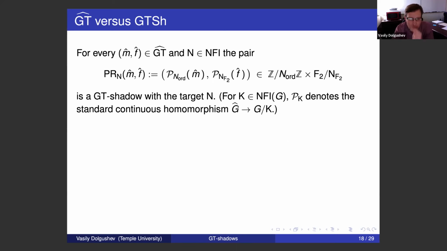In order to understand the details, you need to be fluent with profinite completions, but GT hat is basically built out of finite quotients like this. Therefore, you always have this standard continuous homomorphism for every finite index subgroup. And that's what we do here. So whenever you have M hat, you get a corresponding element in this quotient, and whenever you have a little F hat, you have an element in this finite group. And it turns out that this is always a GT shadow with a target N. Always.